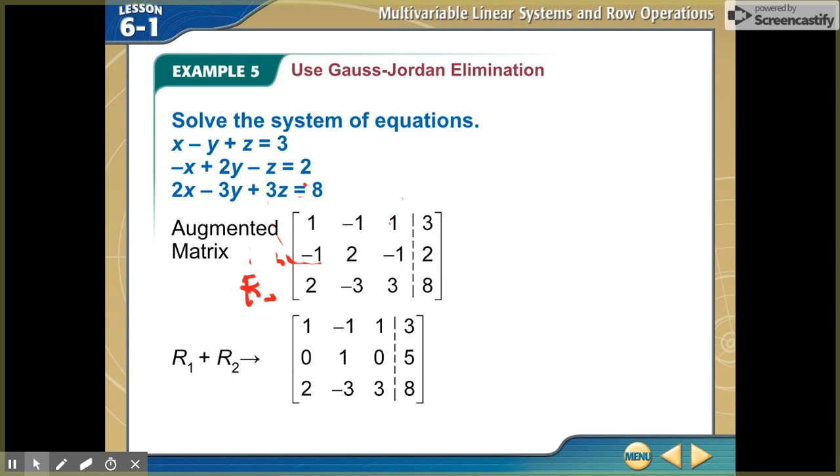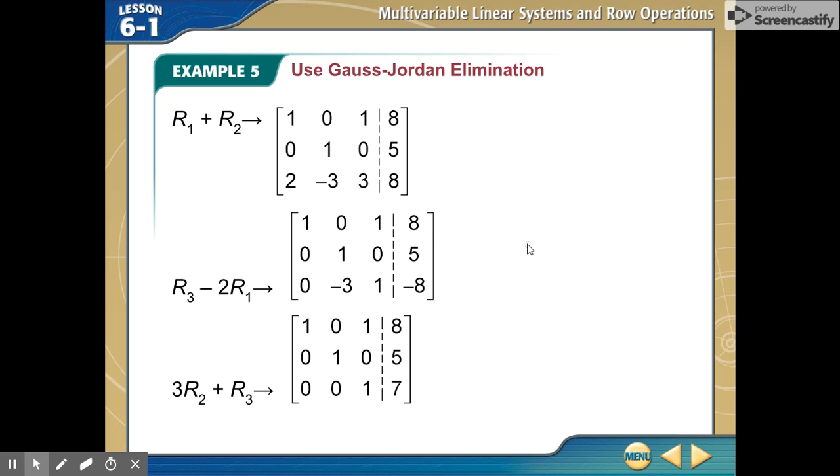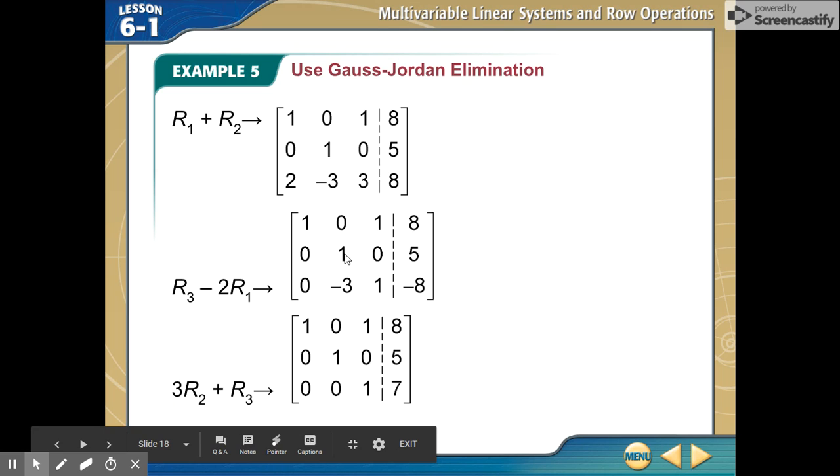If we take that idea of adding rows or multiples of rows to each other, we can start to put things into reduced row echelon form, and that's what's called Gauss-Jordan elimination. We get to this point, and we can see R1 plus R2 gets us here. R3, which is 2, -3, 3, minus 2 times R1, because we want this 1 to become a 2 so we can cancel it out, drops out that piece there. And then we take 3 times R2. That's a 3 times a 1.